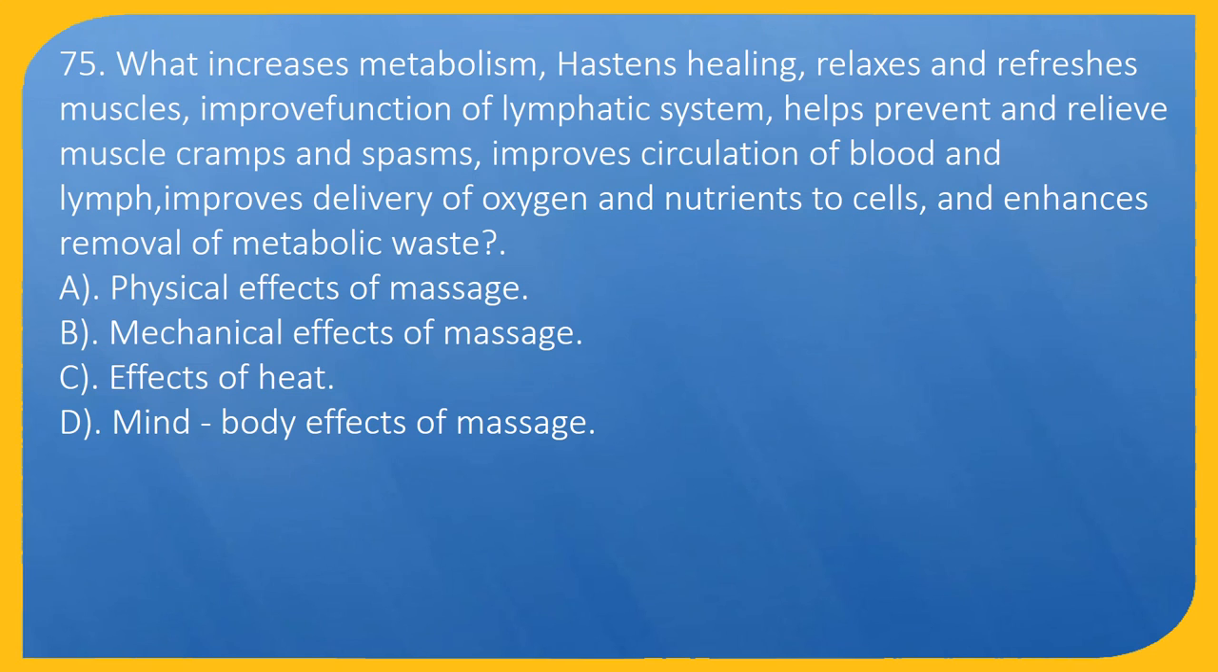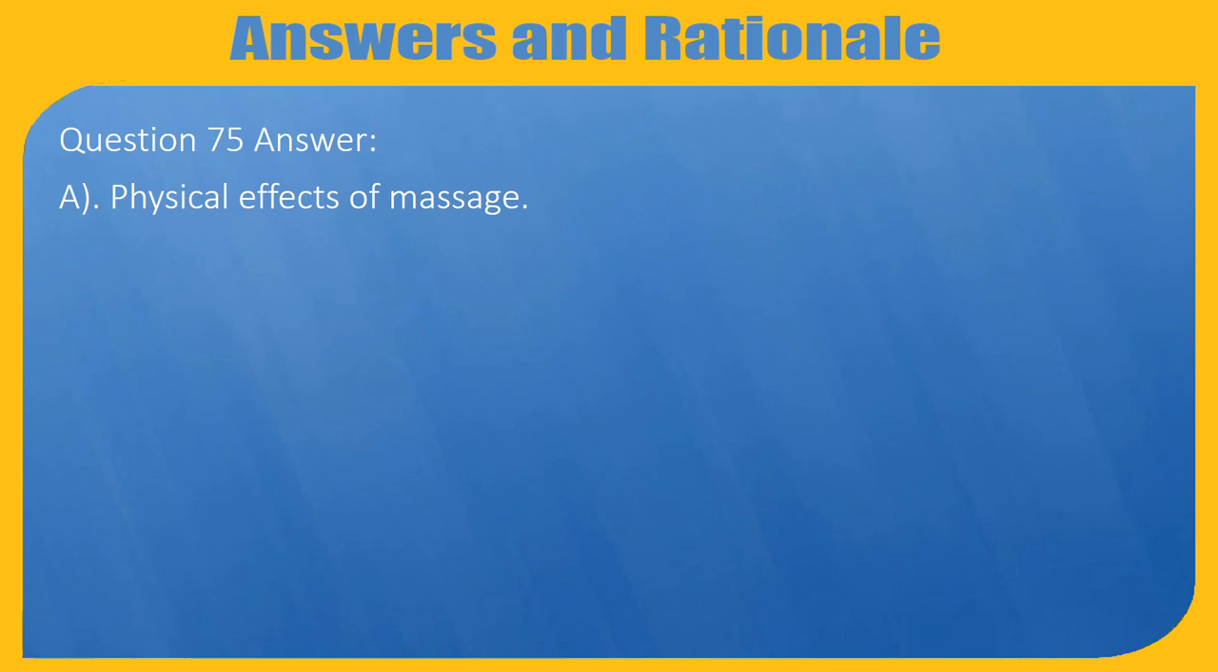Question 75. What increases metabolism, hastens healing, relaxes and refreshes muscles, improves function of the lymphatic system, helps prevent and relieve muscle cramps and spasms, improves circulation of blood and lymph, improves delivery of oxygen and nutrients to cells, and enhances removal of metabolic waste? A. Physical effects of massage. B. Mechanical effects of massage. C. Effects of heat. D. Mind, body effects of massage. Answer: A. Physical effects of massage.